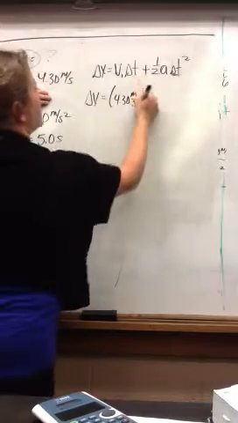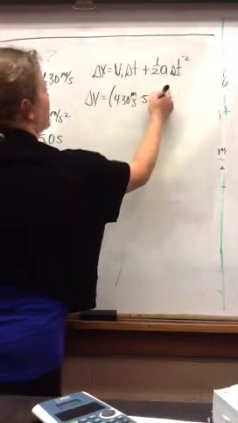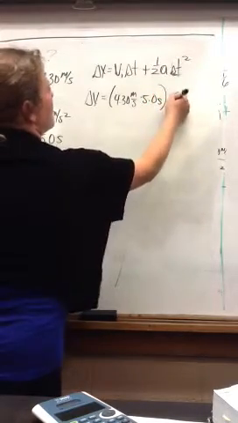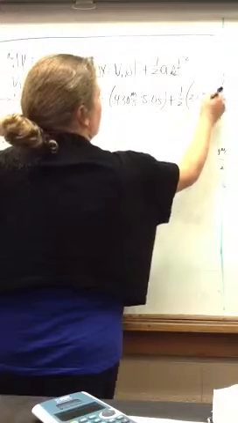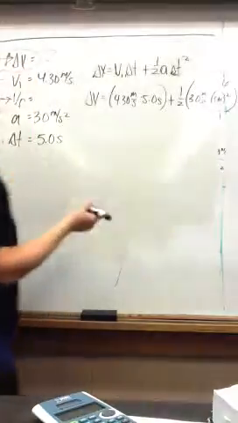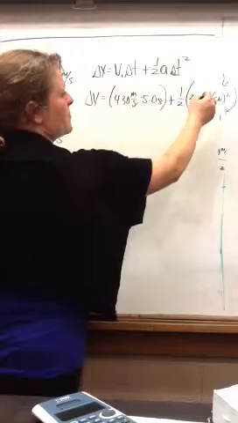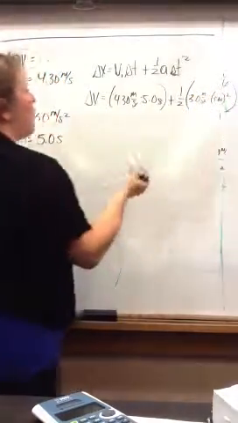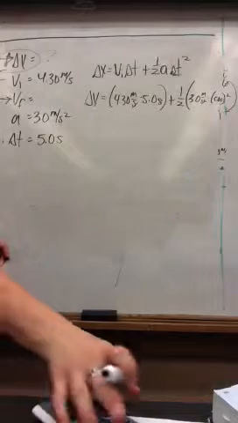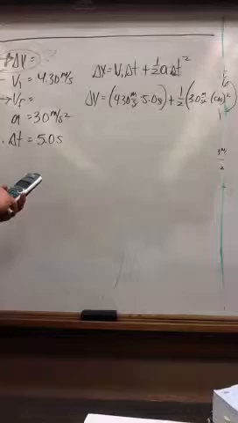4.30 meters per second times 5.0 seconds plus 1/2 of 3.0 meters per second squared times 5.0 seconds squared. Check it out dimensionally. Seconds will cancel. This is second squared, those will cancel. We end up in meters, which is the correct units for displacement. What raw number do you get?